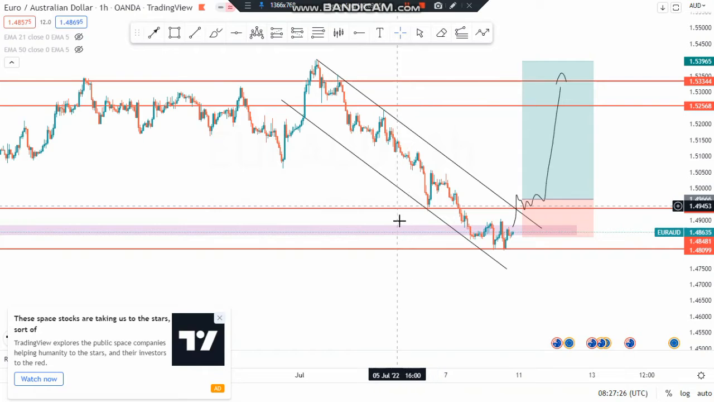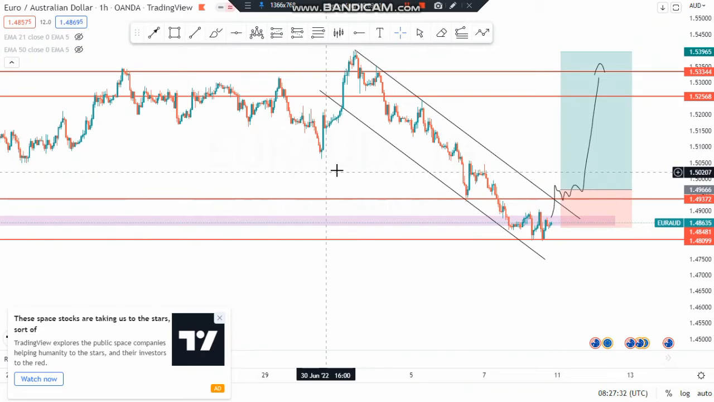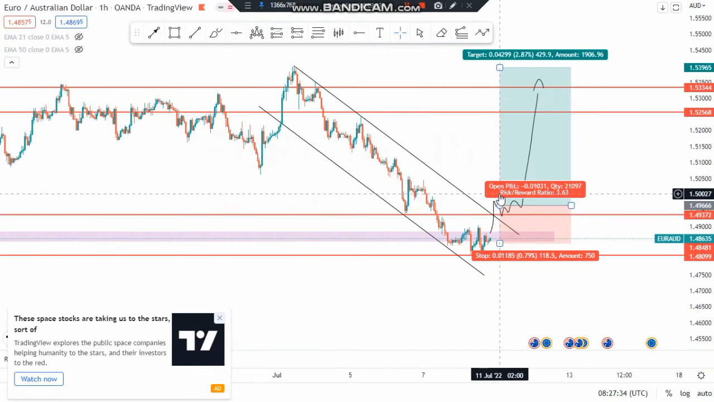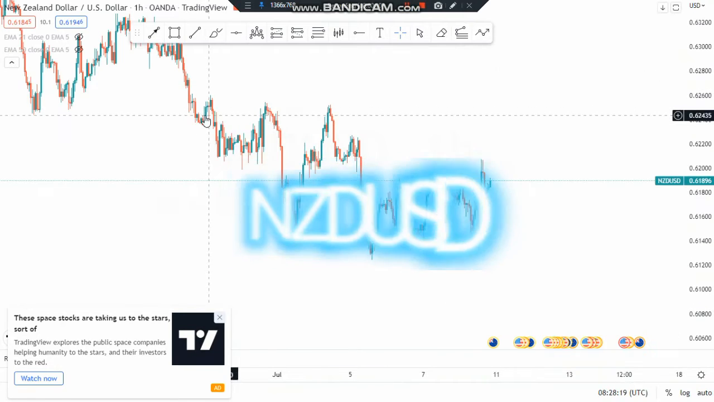As you can see, this trend line here, this is our horizontal line. It was an area of value that we have drawn, so we know if this area is broken, then everything is in place for us to buy the market. Okay, so I'm just going to move to my next pair.